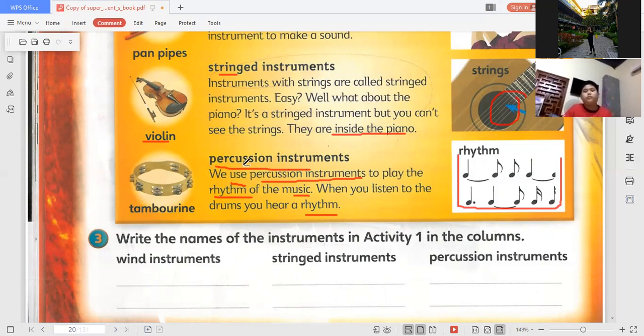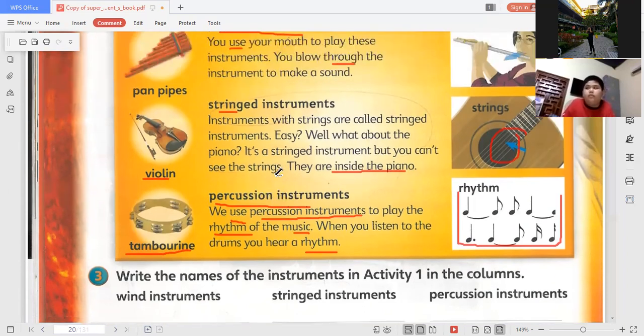Okay, percussion instruments. And a tambourine. We call it tambourine. You know what the tambourine is? Like this one. Do you know what this is? A tambourine? Yes, okay. So a tambourine is also an example of percussion instruments, okay?